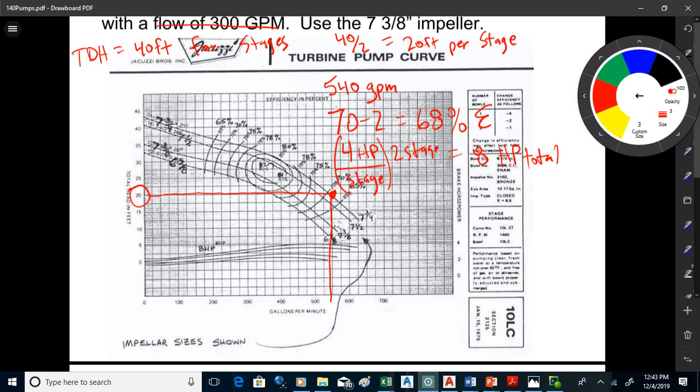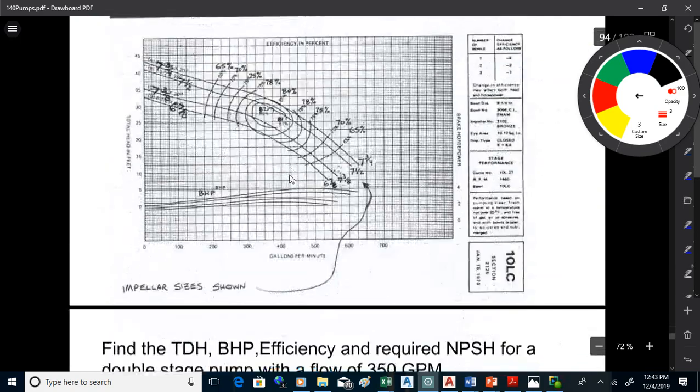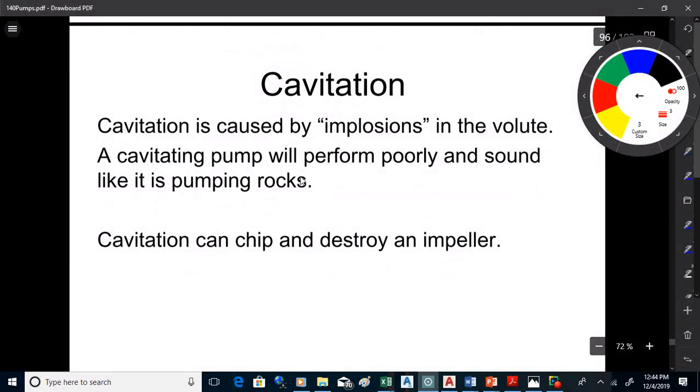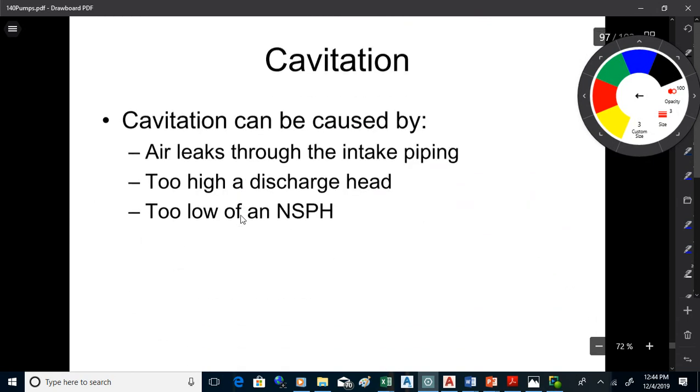Last little bit there on page 154, I've got just a little bit of information about cavitation. I've got a couple of videos posted on that, and again, that's a good one to remember. Basically, what's happening is you're getting what are called implosions in the volute. Cavitating pumps don't perform well and they sound like they're pumping rocks, and you're getting big implosions that can really tear up impellers particularly.